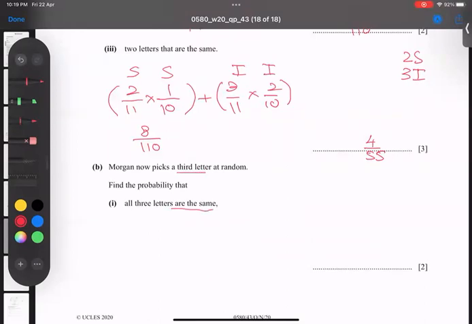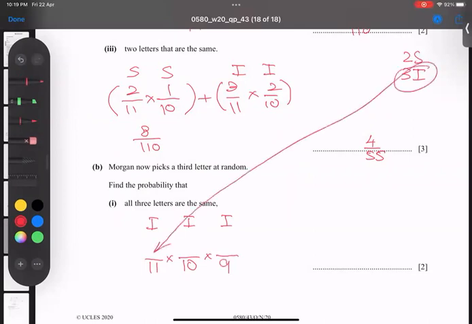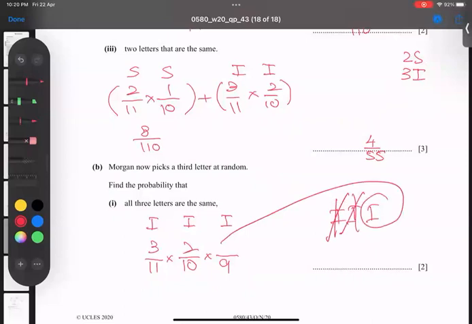Naturally, it is possible only if the first letter is I, the second letter is I, and the third letter is also I. So how many total cards? Total are 11. The first card I pick, because he said without replacement, then the second card from 10 and the third card from 9. For the first card I, there are 3 chances out of 11, because there are 3 I's. When one card goes, 2 I's are left, so 2 out of 10, and when another goes, there's only 1 left.